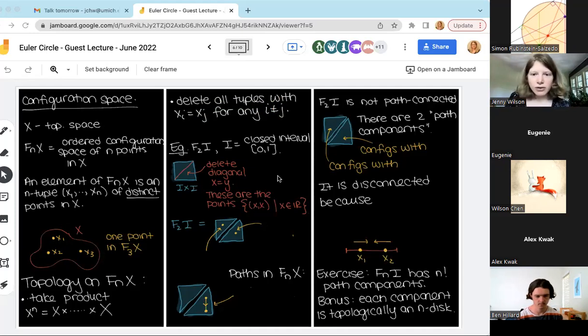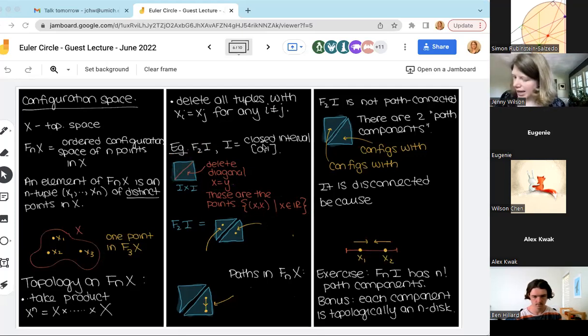And hopefully we have time, let's take three minutes to work through this example of the configuration space of the closed interval on two points. So our construction says I start by taking the product of the interval with itself, which is a square, and then I delete the set of points where the two components are equal to each other. So I'm going to delete this line defined by the equation x equals y.